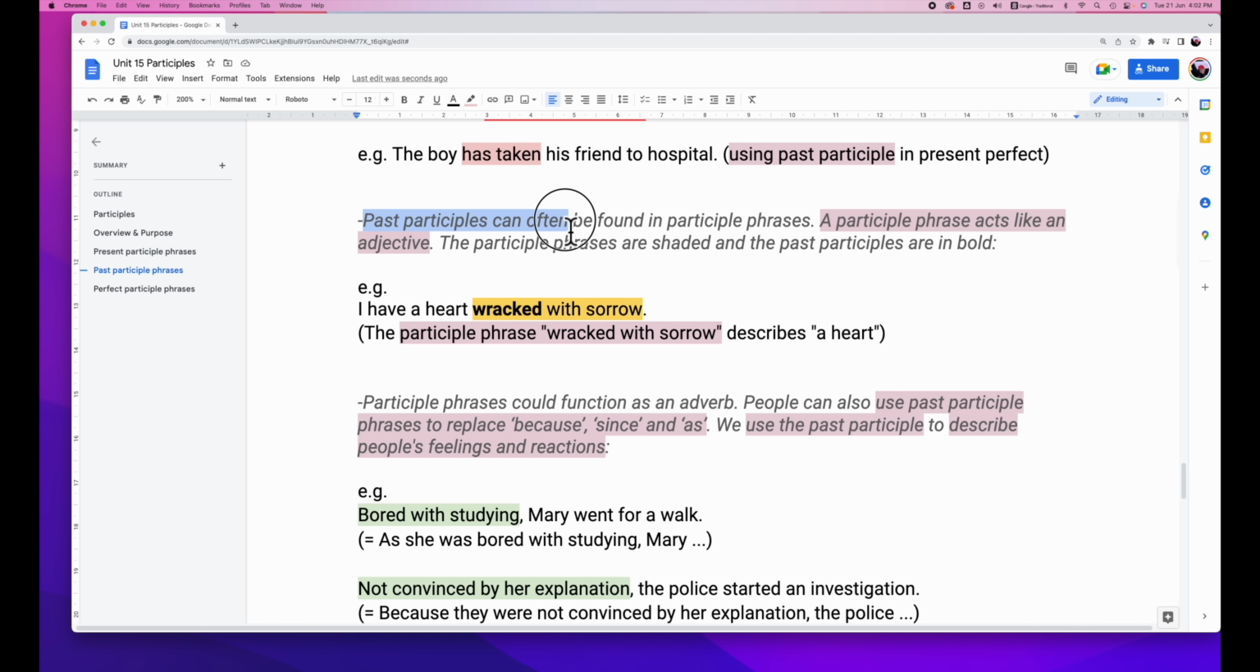Past participles can often be found in participial phrases. That could be either the present participle, which we talked about in the last video, or the past participle. A participial phrase acts like an adjective. The participial phrases are shaded and the past participles are in bold like this. I have a heart wrecked with sorrow. So the past participle phrase wrecked with sorrow describes the heart. The heart is in blue.